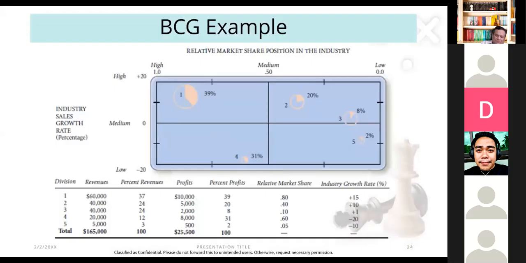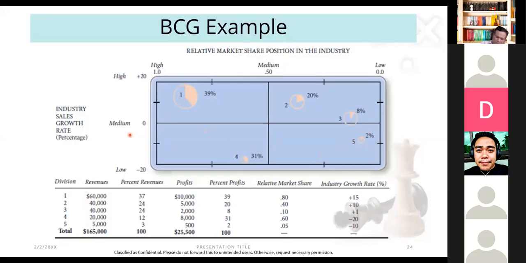This is an example of a BCG matrix. In the illustration, it has 5 divisions with annual sales ranging from $5,000 to $60,000. Division 1 has the greatest sales volume, so the circle represents that division as the largest one in the matrix, while Division 5 has the lowest revenue, as also shown on the illustration.